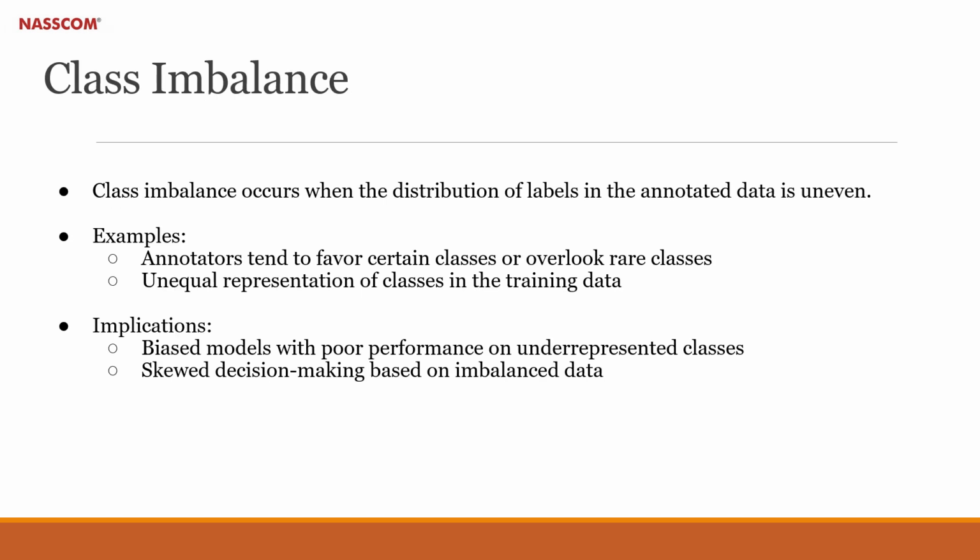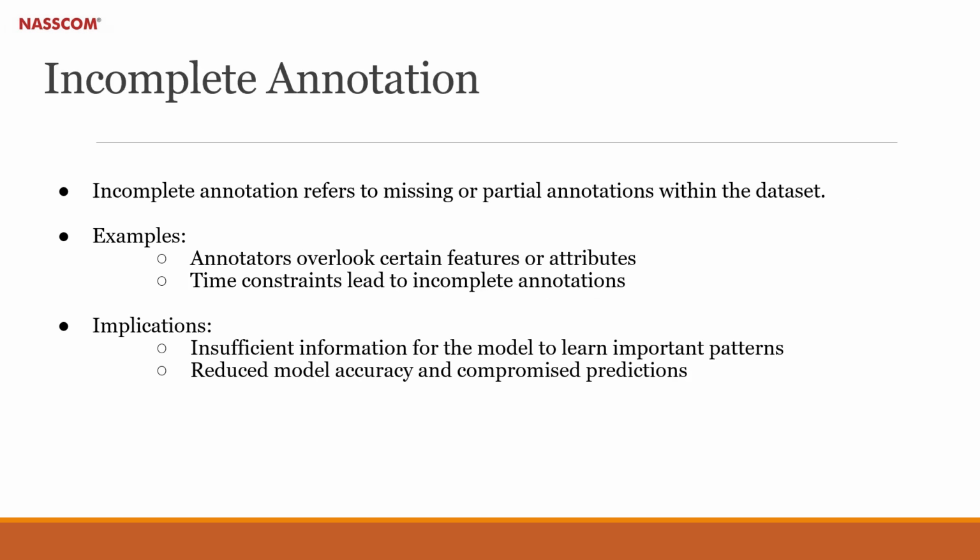Now let us understand about class imbalance. Class imbalance occurs when the distribution of labels in the annotated data is uneven. Annotators tend to favor certain classes or overlook certain rare cases. There is unequal representation of classes in training data. So these are examples of class imbalance. The implication is a biased model, which gives poor performance on underrepresented classes. Skewed decision making is there when we have imbalanced data.